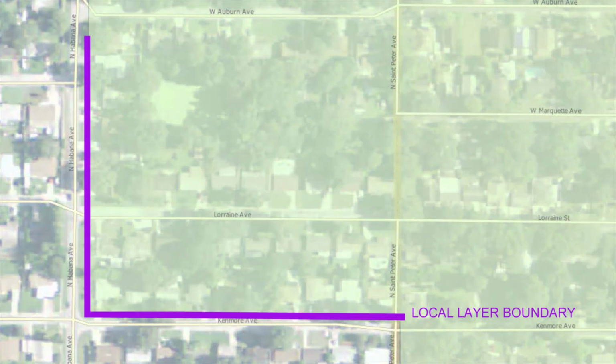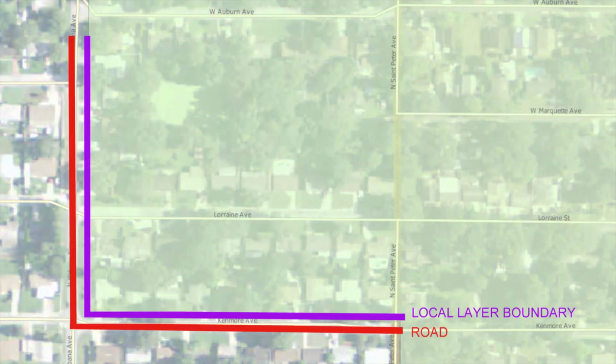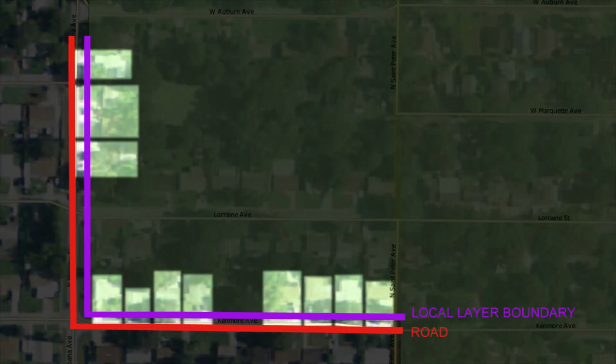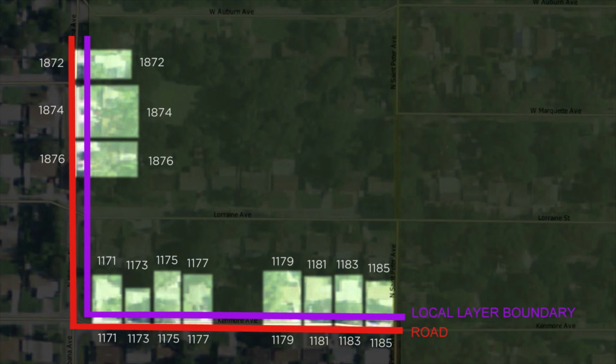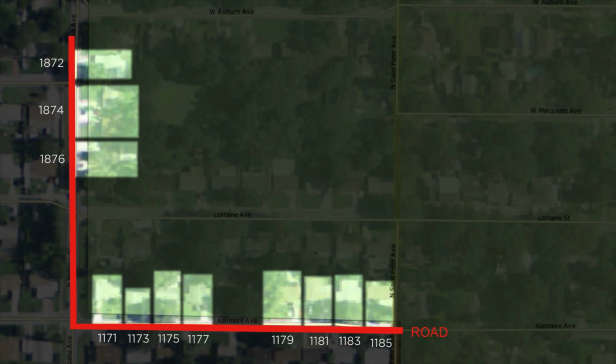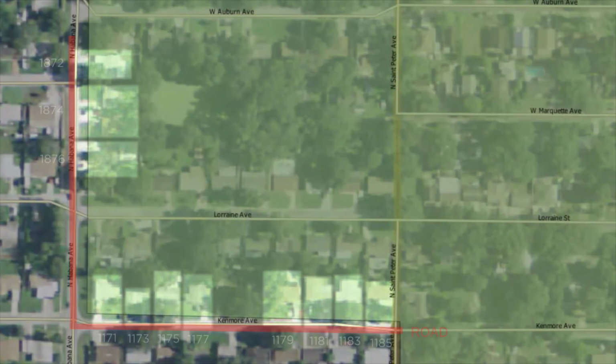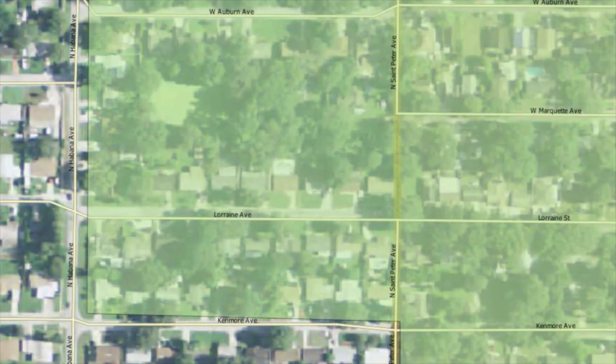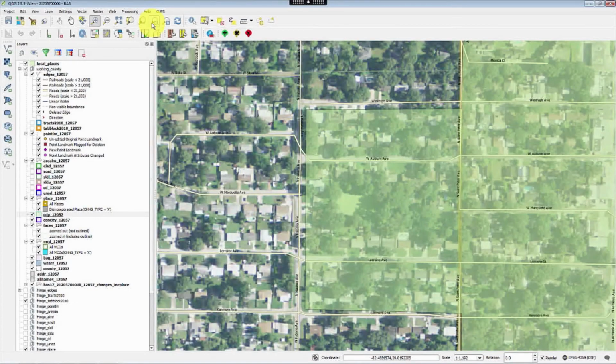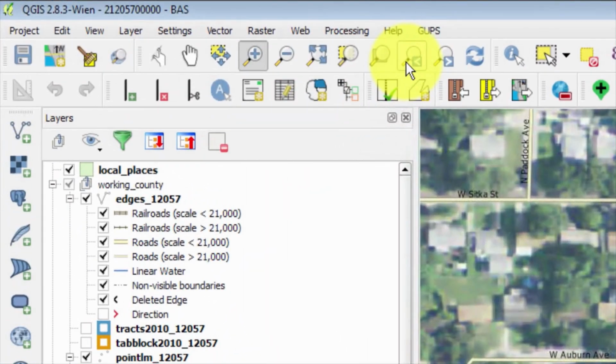As you can see, the boundary of the local layer runs between roads and houses in several locations. As the address for each house is tied to the road, the road needs to be used as the boundary in the BAS update. Using the road as the Census Bureau boundary will ensure that houses along the road are counted within their correct jurisdictions, so that the population count will be accurate. To update the map and remedy this issue, we will conduct a boundary change.